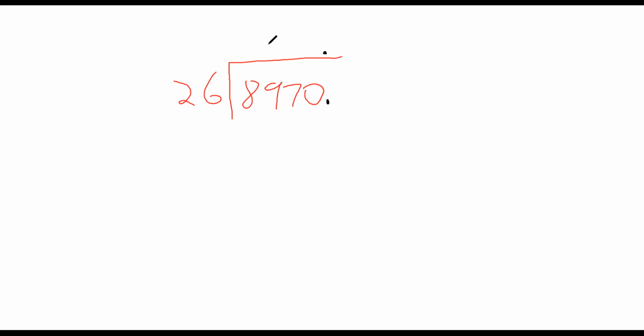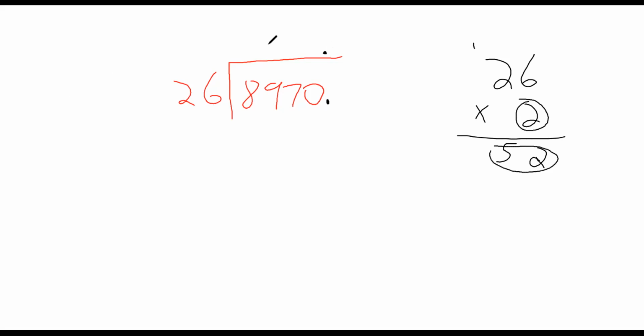26, I need to figure out how many times it goes into 89. Oh boy. Let's see if it goes in twice. So I would do 26 times 2, and you get 52. Okay, so you're trying to find the largest number here so that it stays under the 89. It's as large as it can without going over.